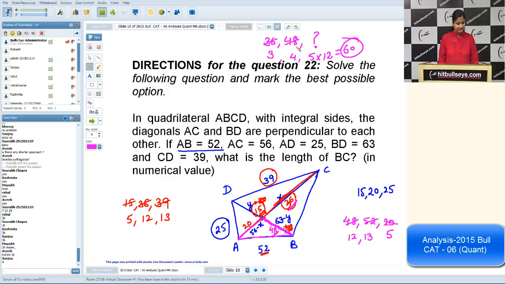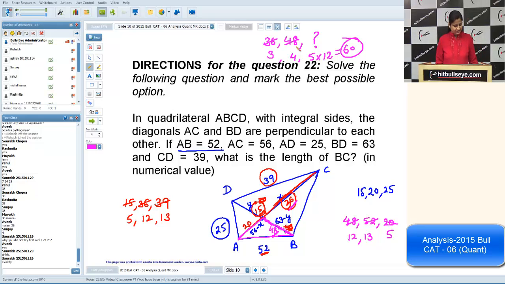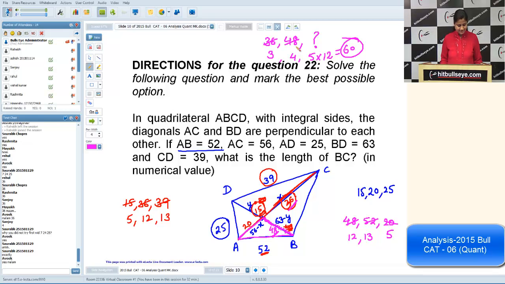Is it okay now, Avi? Obviously, you could start with anything. I just took the correct one. If you take 7, 24, 25, you will obviously be stuck in one of the triangles. That's why. Is it okay? Correct? Should I move further, guys?